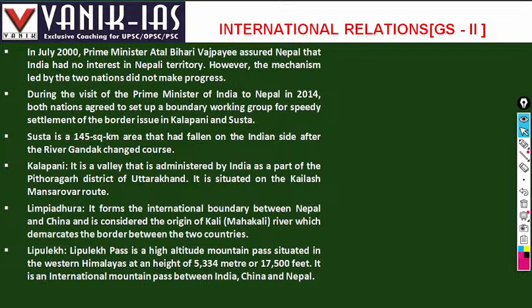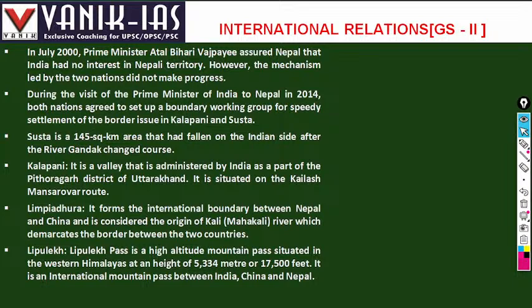Susta is a 145 square kilometer area that has fallen on the Indian side after the river Gandak changed its course. Kalapani is a valley that is administered by India as a part of the Pithoragarh district of Uttarakhand, situated on the Kailash Mansarovar road.